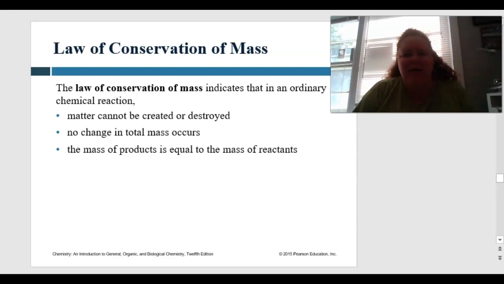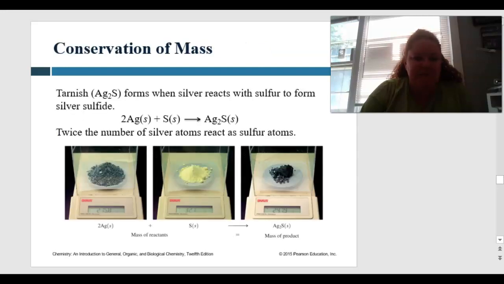We have the law of conservation of mass, and this indicates that in an ordinary chemical reaction, matter cannot be created or destroyed. So there is no change in the total mass that's going to occur. The mass of the products is going to be equal to the mass of the reactants. So an example that we can look at here is tarnish, which is Ag2S, and this forms when silver reacts with sulfur to form silver sulfide.